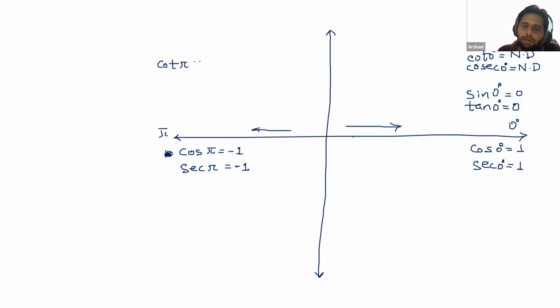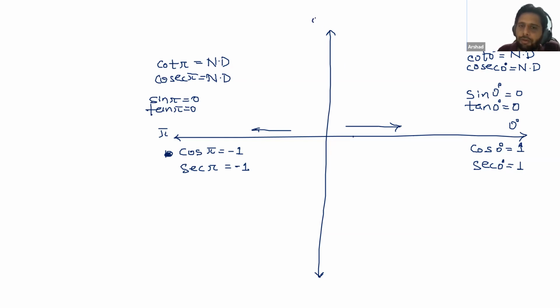So, cot 0 is not defined, so for cot pi also, it is not defined. Cosec pi, not defined. Sine pi, 0. Tan pi, 0. The rest of these values will remain the same on the left side. Only the values which are 1 will become minus 1. So remember, if you have to find the value at pi, look at the value at 0. If it is 1, put a minus 1. If it is 0, then 0 remains 0.